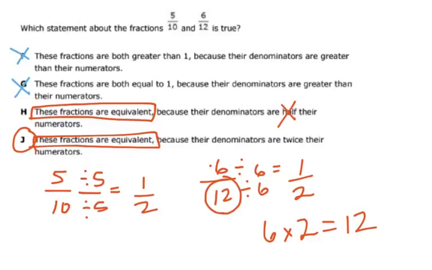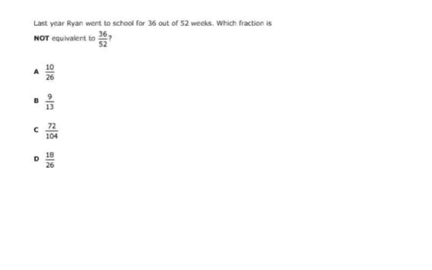Okay, let's move on to the next problem. Last year, Ryan went to school 36 out of 52 weeks. Which fraction is not equivalent to 36/52? Okay, we've probably seen one similar to this before.